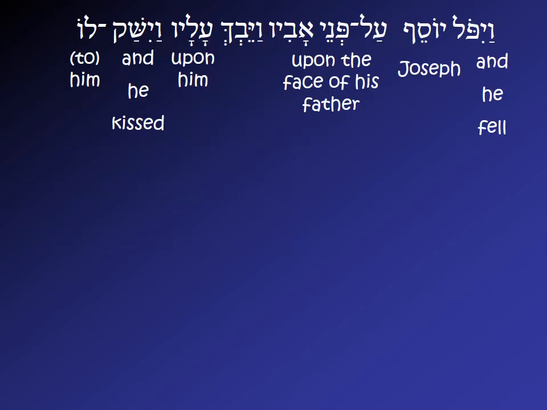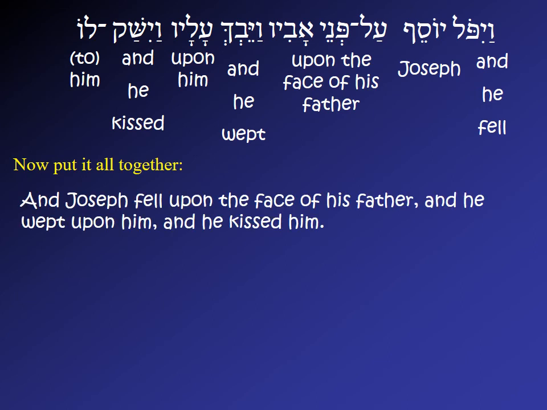Now if we come back to our sentence, we can put "and he wept" for vayevk. And now what we need to do then is just make sense of our sentence. So vayipol Yosef al pnei aviv vayevk alav vayishak lo. And Joseph fell upon the face of his father, and he wept upon him, and he kissed him.